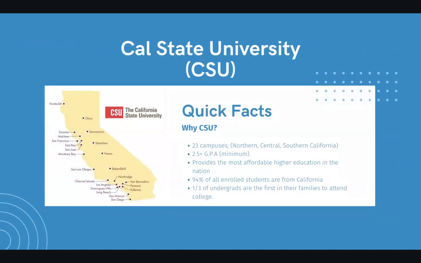Perfect. So going over the Cal State University first, there are 23 campuses ranging from Northern California, Central, and Southern California. Again, the minimum eligibility requirement is being A through G ready, but also having a grade point average of a 2.5 or above. And it does, again, provide the most affordable higher education in the nation currently. And an interesting fact about the CSU system is that 94% of all enrolled students are from California, and 1/3 of the undergrads are the first in their families to attend college. So it's a very diverse institution and they've really ensured that they prioritize Californian students, giving them access and a pathway to their college and their programs.